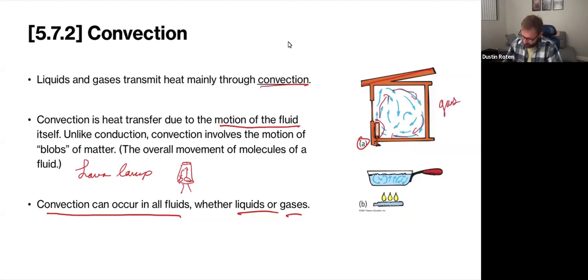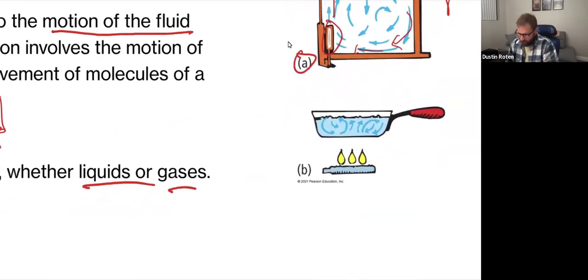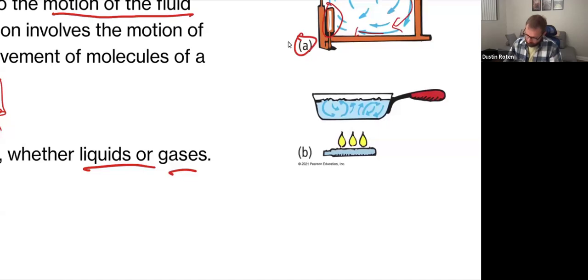Then we also have convection working inside a liquid. So if you heat this pan of water, you're going to get the same thing. You're going to get all these little currents of convection, these convective currents in here, and that's what's going to transfer your heat around. So when your water starts boiling, when all those bubbles are rising up, that's when you're actually getting a lot of heat dispersion in your water on the stove. This would be a liquid.